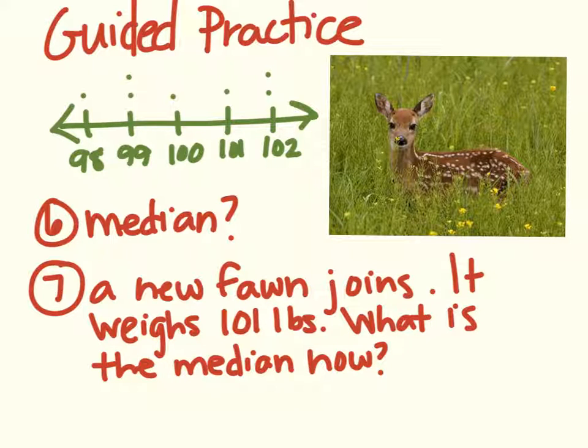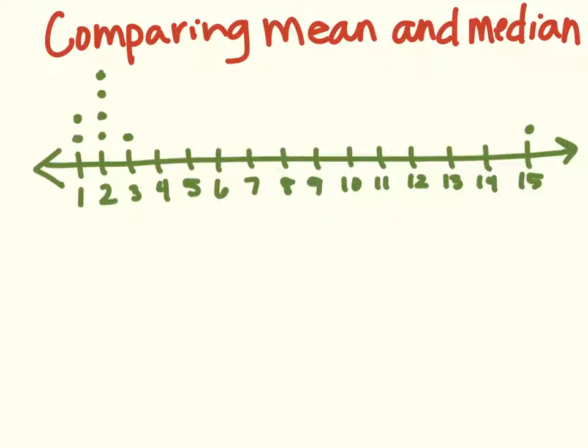We're going to finish up by comparing means and medians to find out the similarities and differences. Now let's compare mean and median for the same data set. Mrs. Brown took a survey to find out the number of hours the students in her class spend in the public library over a 2-week time. Each dot represents one student. First of all, let's find the mean.